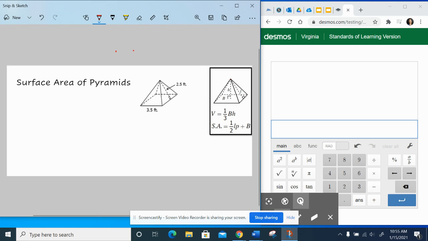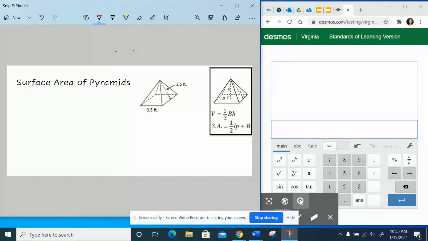All right, ladies and gentlemen, in this video, I'm going to show you how to find the surface area of pyramids. But before we do, it's important that you know the different parts of the pyramid so that you can apply the formulas. So looking at our formula in the box over here, we notice that we have the letter H, that is your height.